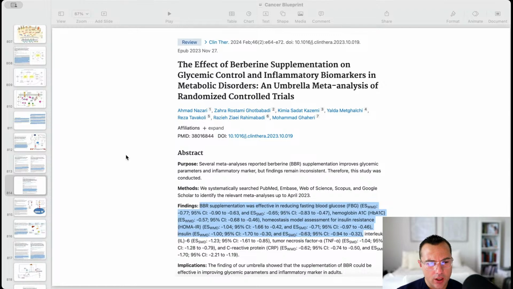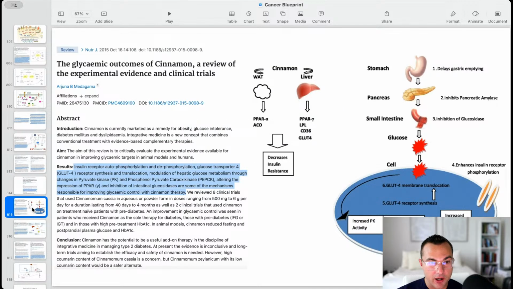I'm not sure. All right, so I'm probably not gonna be able to hit sulforaphane today, just being very honest with you guys, because we're already 48 minutes in and I haven't even started talking about cinnamon. So let's talk about cinnamon.